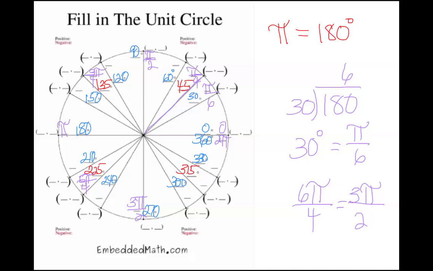Okay. 60 degrees, 60 goes into 180 3 times. So 60 degrees is pi divided by 3.